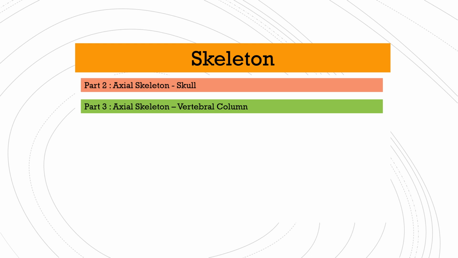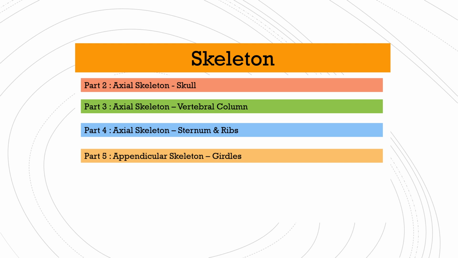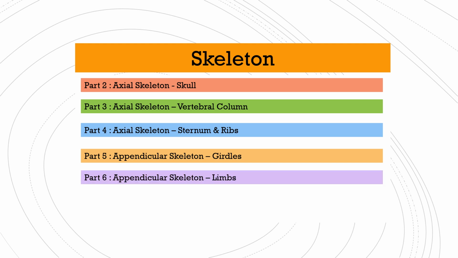The third video in the series will be on the vertebral column, the fourth one on the sternum and ribs, the fifth one and the sixth one are the appendicular skeleton, fifth is the girdles, and sixth is on the bones of the limbs. So do stay tuned to get notified on these videos, which will be coming up once in 2 days. And thank you so much for the time today.